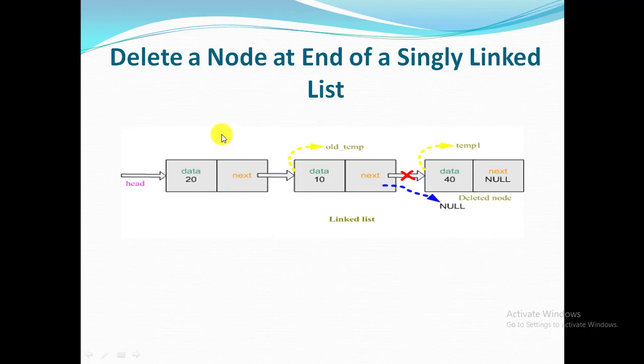Then we'll see how to delete a node at the end of the singly linked list. Suppose we are having the elements 20, 10 and 40, and we are going to remove the element 40 from here. So what we have to do is the link part of the element 10 we are assigning as null, so the particular node will be removed.